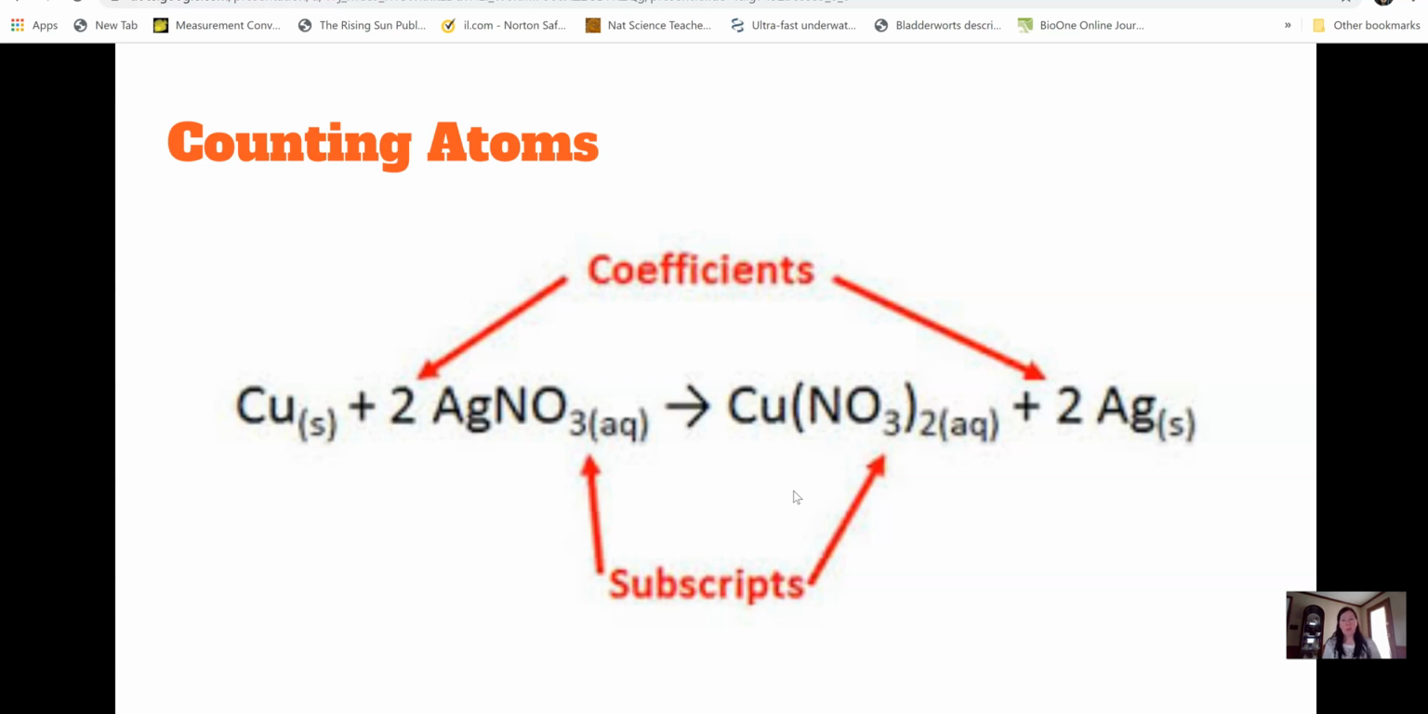We call these coefficients. We also have numbers that are a little bit below the elements, and we call these subscripts. These are important to know because when we are balancing equations, knowing which we're working with will allow us to be able to count atoms correctly and to balance the chemical equations correctly.